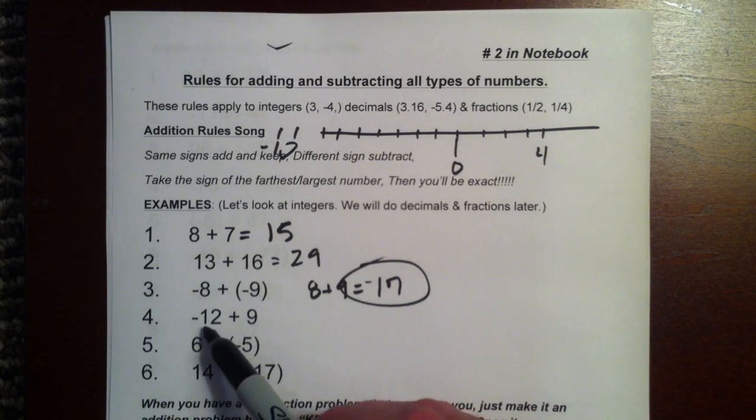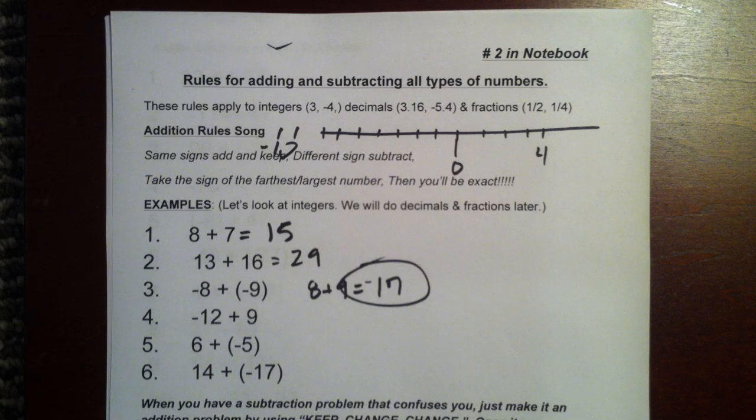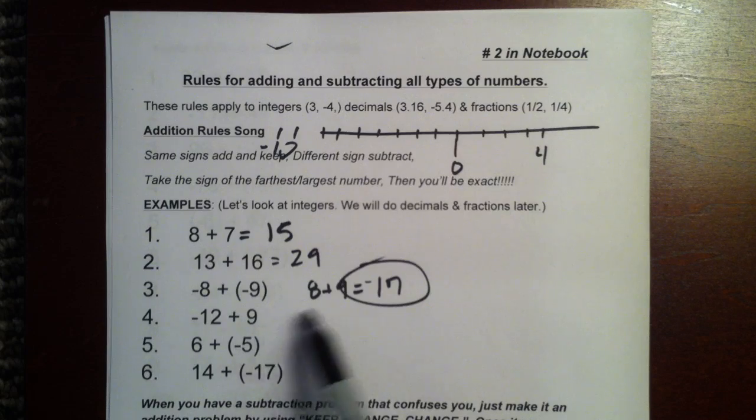Now, I've got a -12 plus a 9. We really should at this point in our math career understand what that means. That means, for example, it's -12 degrees outside. We're in Green Bay, Wisconsin watching the Packers play, and the temperature gets 9 degrees hotter, which means we are at -3.